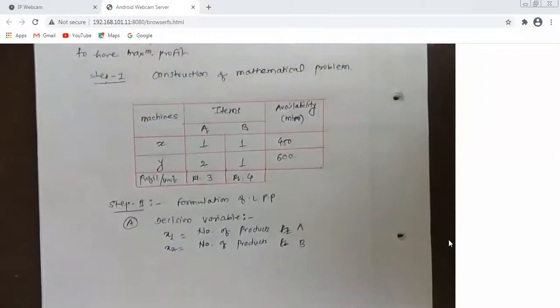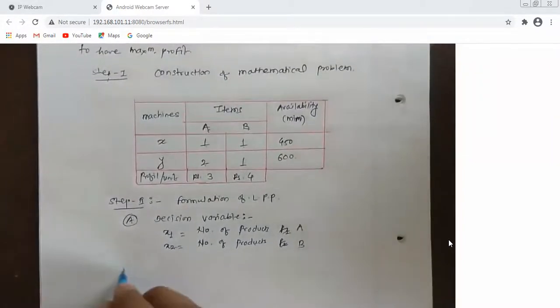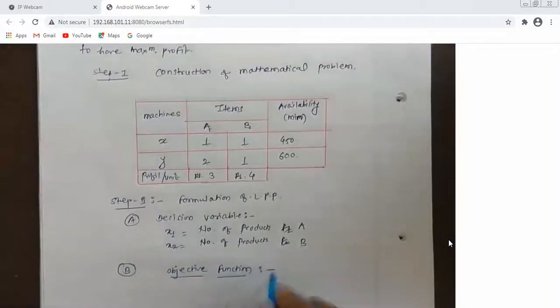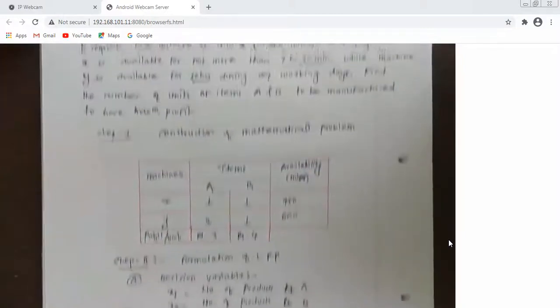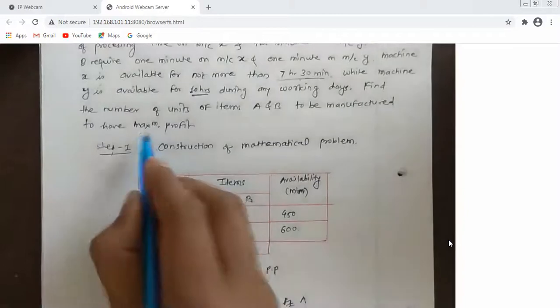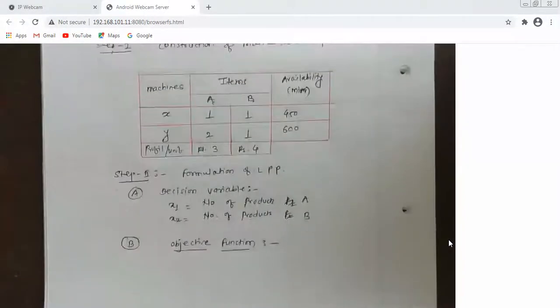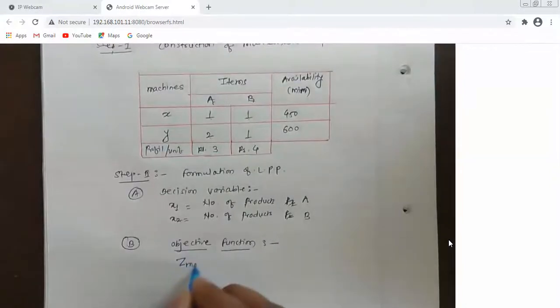Now the second step is, what is the second step? Objective function. The second step is the objective function. What is the objective function? See, what is our objective? To maximize the profit. The objective is to maximize the profit. So simply I can write Z max. We know that Z shows the objective function. Max means we have to do the maximization.